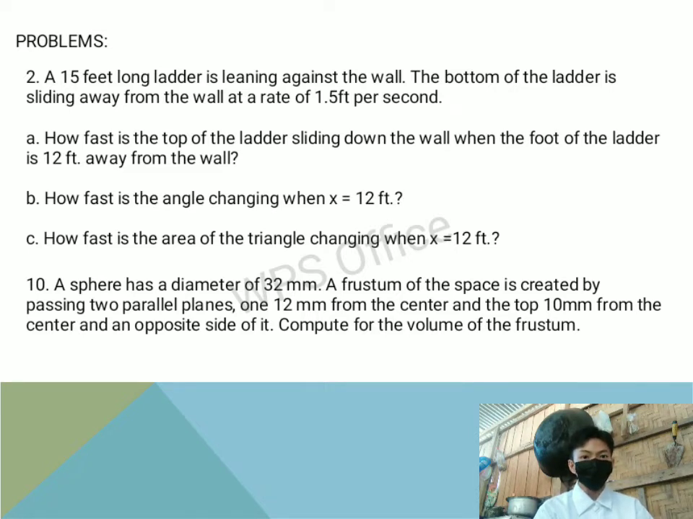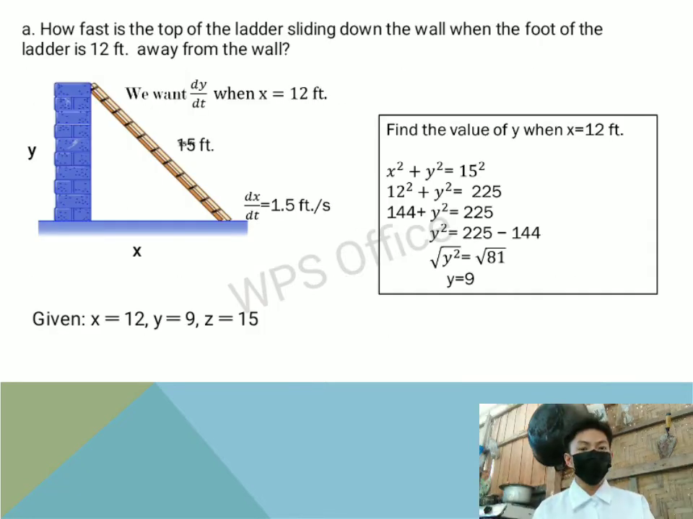So the second question is, a sphere has a diameter of 32 millimeters. A frustum of the sphere is created by passing two parallel planes, one 12 mm from the center and the other 10 mm from the center and on the opposite side of it. Compute the volume of the frustum. So now let's proceed to problem A.